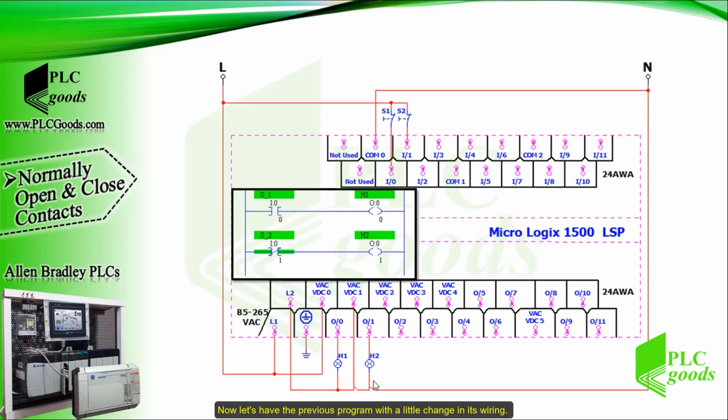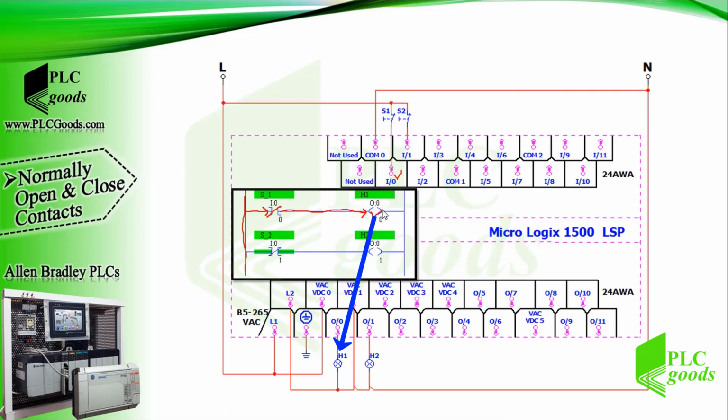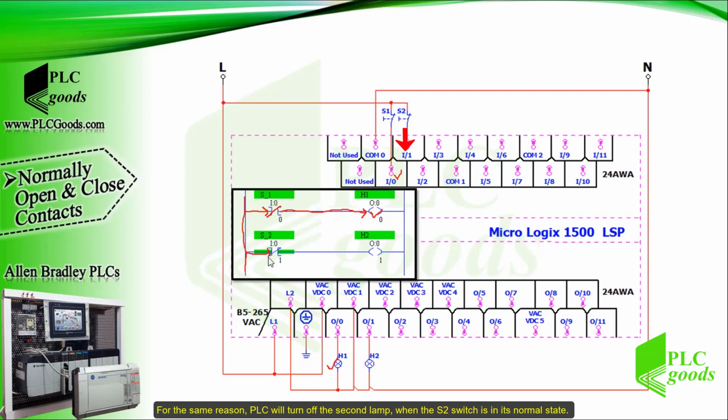Now let's have the previous program with a little change in its wiring. Here I have used two normally closed push buttons. Now the AC voltage can reach the two digital inputs. In consequence, PLC changes the state of related contacts in the program. So the first contact will be closed and it turns the first lamp on. For the same reason, PLC will turn off the second lamp when the S2 switch is in its normal state.